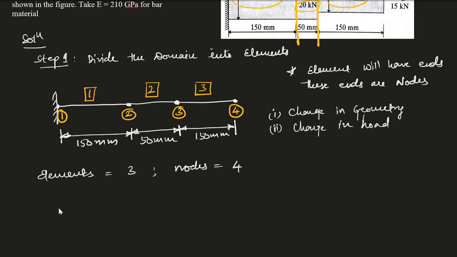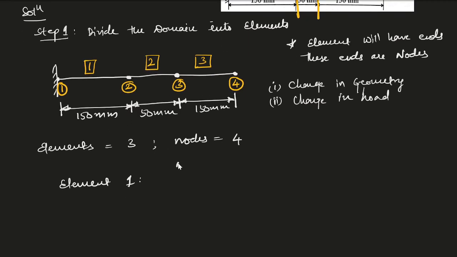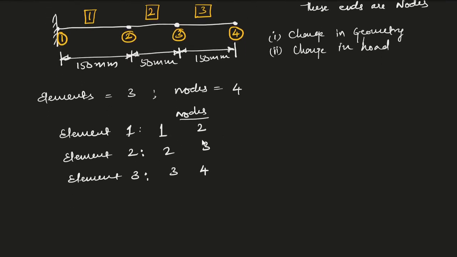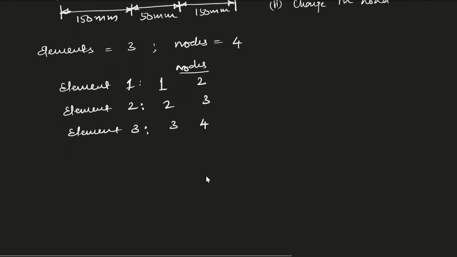Element 1 is lying between node 1 and 2. Element 2 is between 2 and 3. Element 3 is between 3 and 4. So this is a table sort of: element 1 is between 1 and 2, 2 is between 2 and 3, 3 is between 3 and 4. Now we have divided the domain into elements.